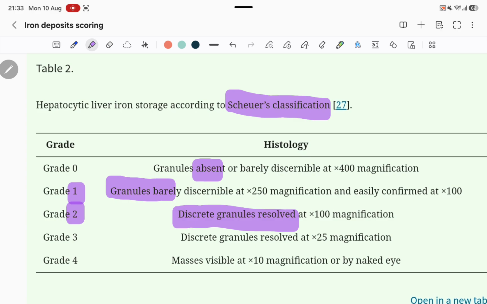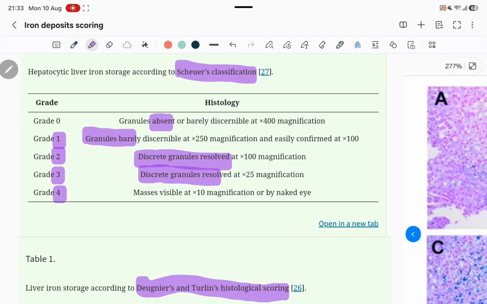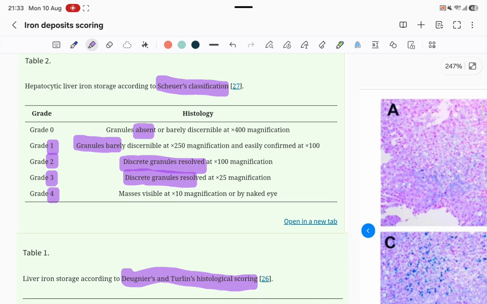Okay, so at 100, which is times 10, not too much, that's easily seen. At grade 3, we're going now into the lower power ones, so we can see them very well at low magnification. And at grade 4, at this point we might be able to see them with the naked eye, so we can probably make an iron suit of this liver. Okay, so that's the idea.